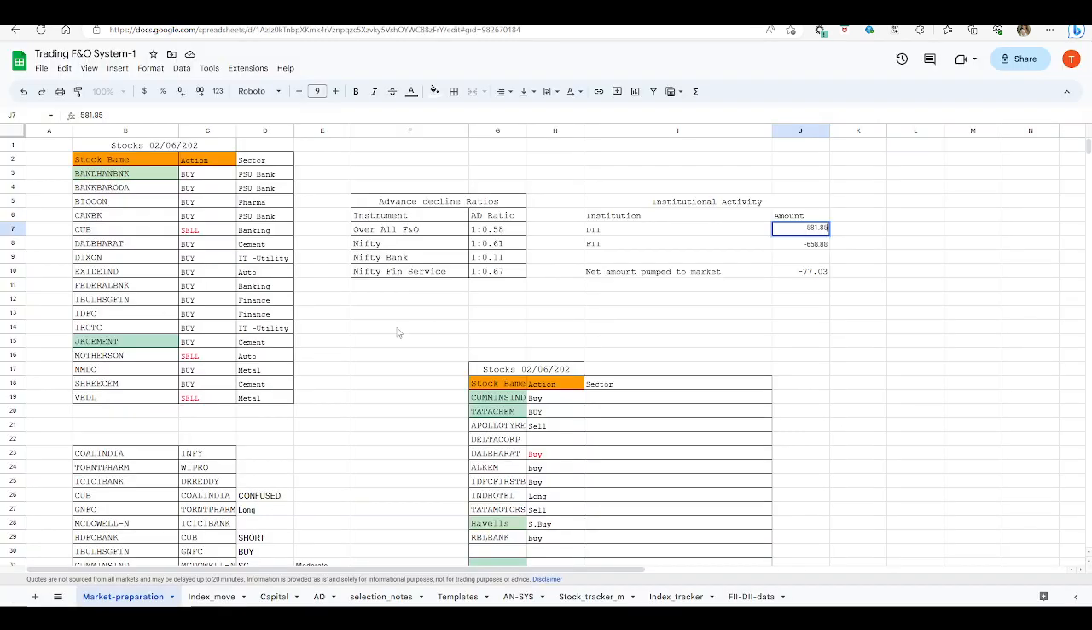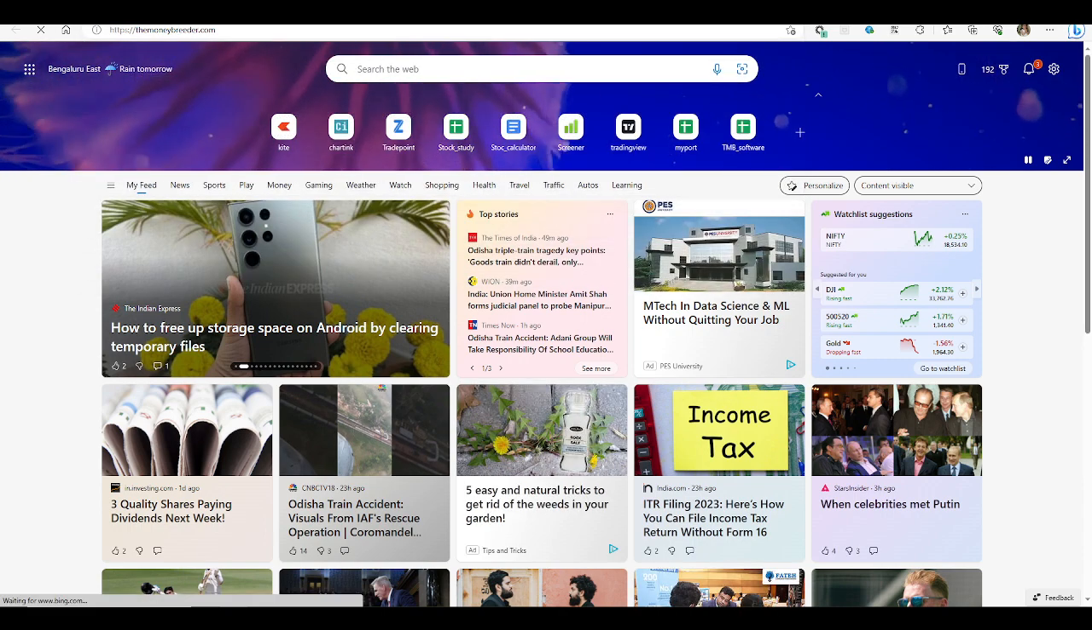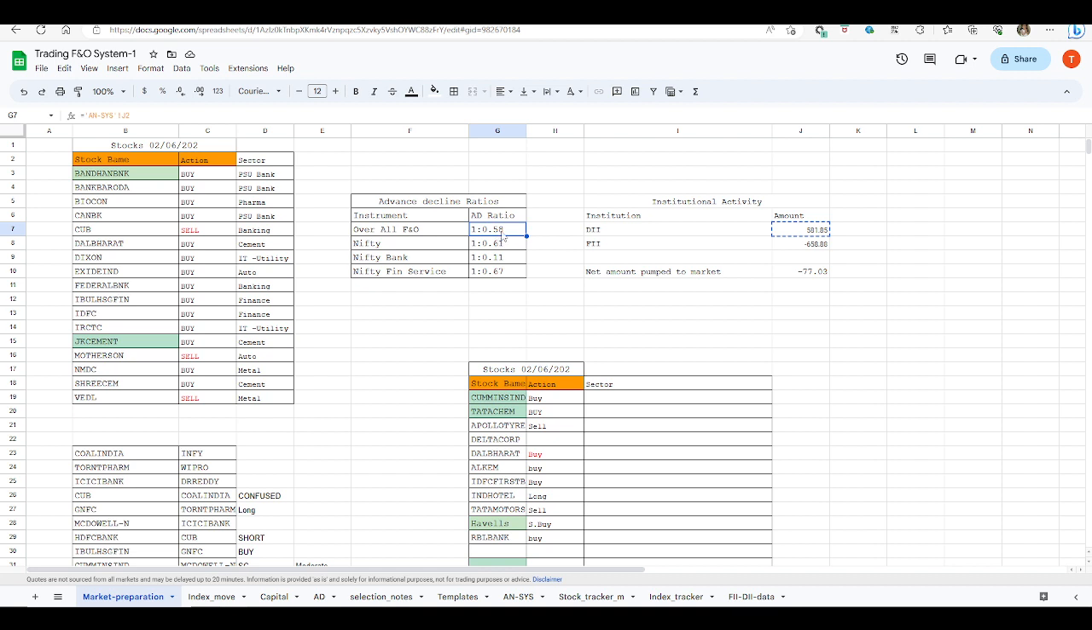Most of the time what I do is I try to find out the advance decline ratio of overall F&O stocks. Overall F&O stocks, we have the advance decline ratio at 1:0.558. That means for every one stock buying, 0.558 stocks are selling, half of the stocks. Nifty has 1.61. That means compared to overall F&O, Nifty 50 stocks are looking a little bit weaker than the F&O.